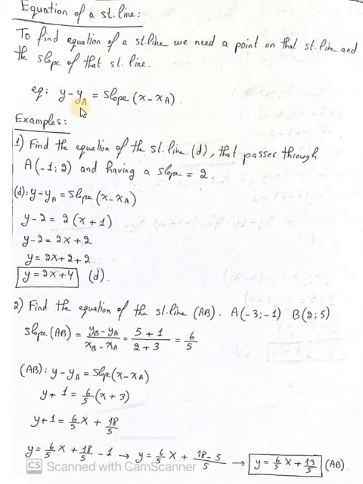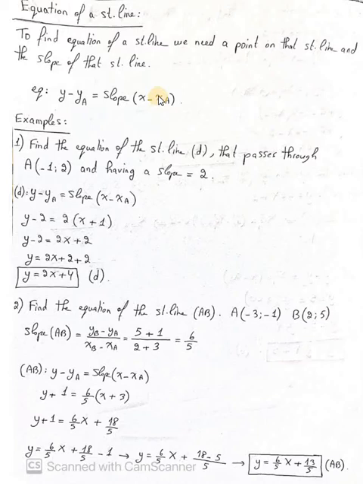y minus y of a equals slope into x minus x of a. It is not necessarily for this to be a. It is any point on that straight line. Okay, it could be b, it could be m, it could be anything. So this is the rule to find the equation. So we need the slope and we need a point.